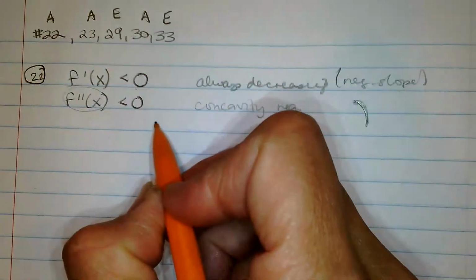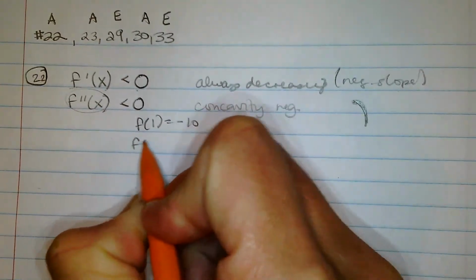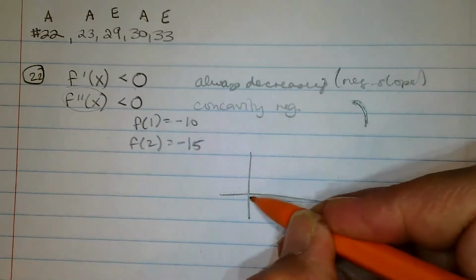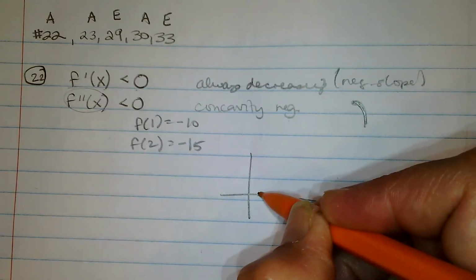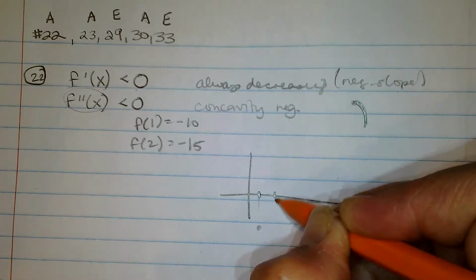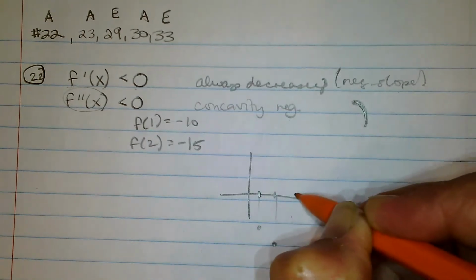If f of 1 equals negative 10 and f of 2 equals negative 15. So 1 is at negative 10, 2 is at negative 15. What could be the value of f of 3?